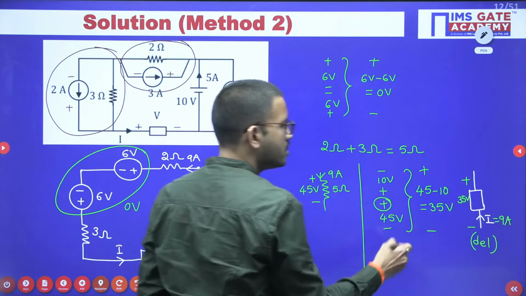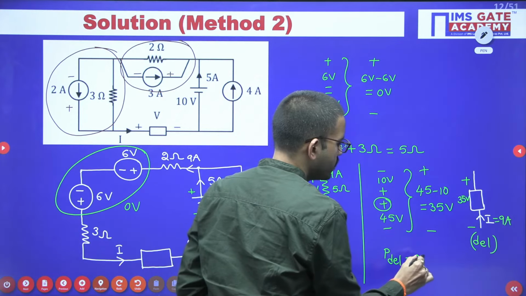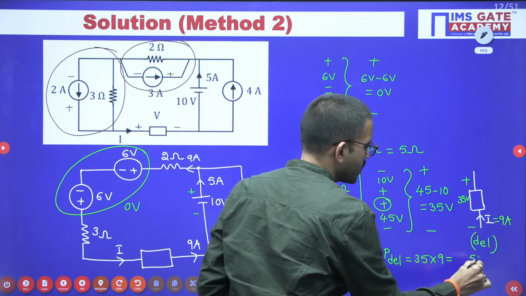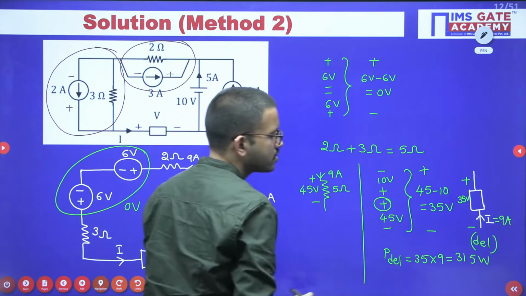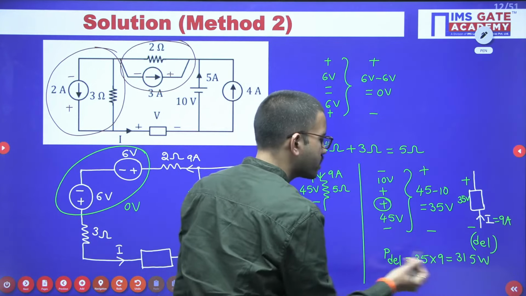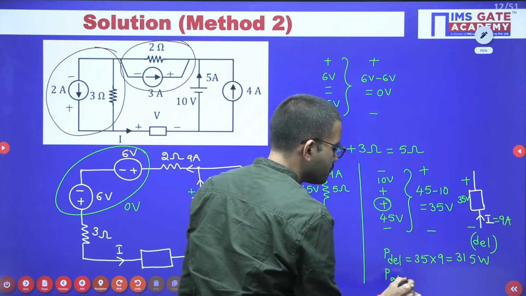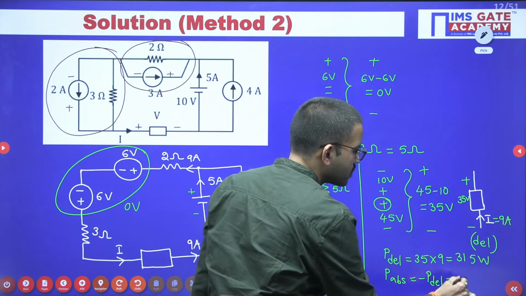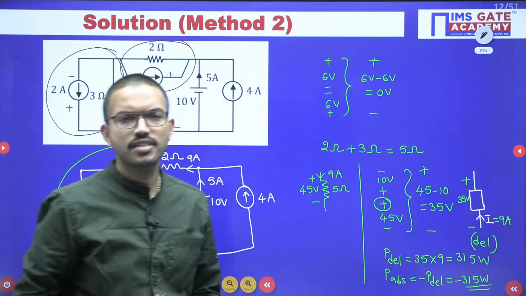Regarding delivered power, we already calculated that: 35 into 9. 9 5s are 45, 9 3s are 27 plus 4, that is 31, so 315. If delivered power is positive, absorbed power will be negative. So absorbed power is minus 315.